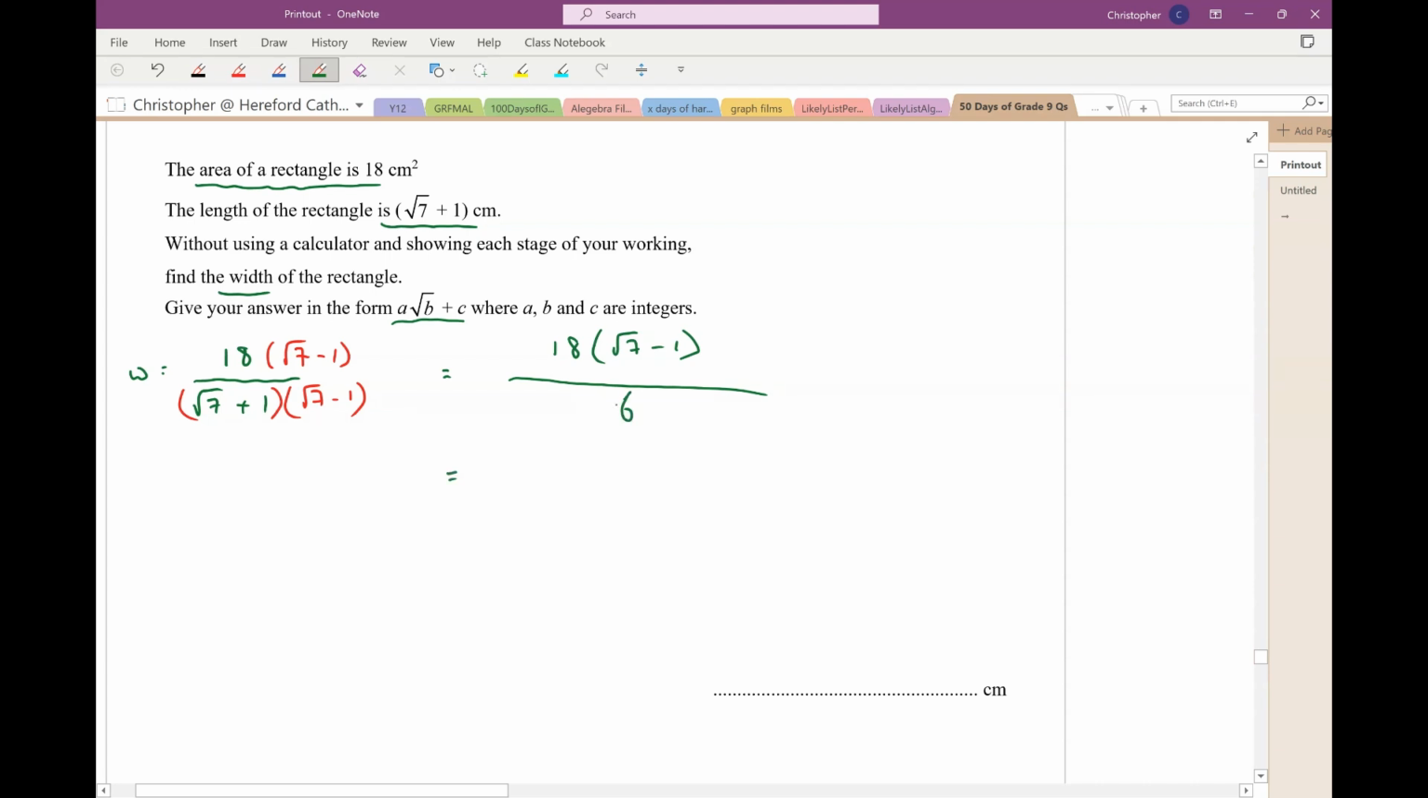Now, the reason I left the top as it was, because now I can cancel really easily. 6 goes into the top 3 lots of root 7 minus 1 over 1. So actually, this is just 3 root 7 minus 3. And what am I asked for? I'm asked for it in that form, where a, b, and c are integers. So there's my answer, 3 root 7 minus 3.